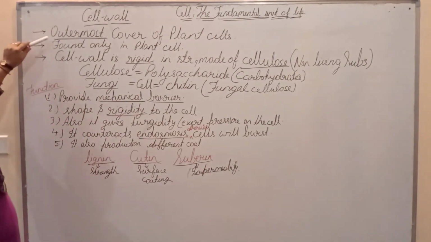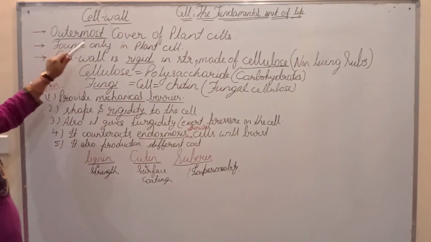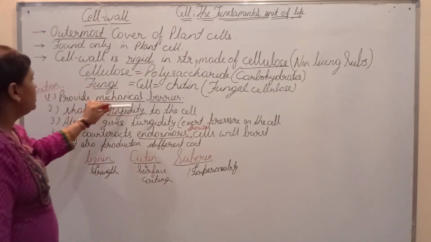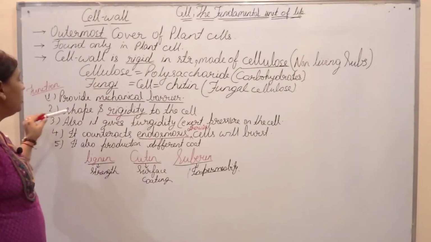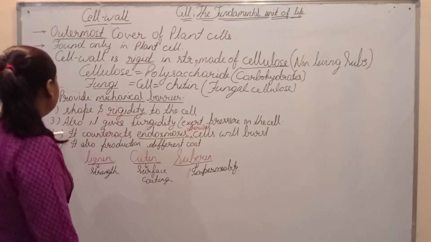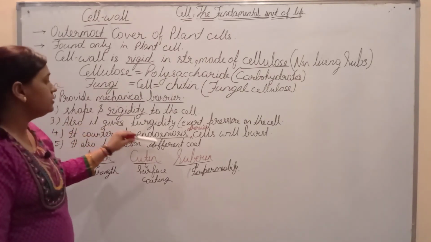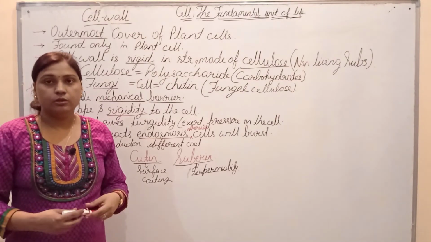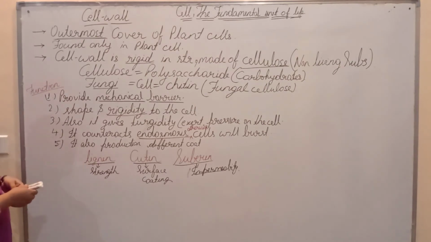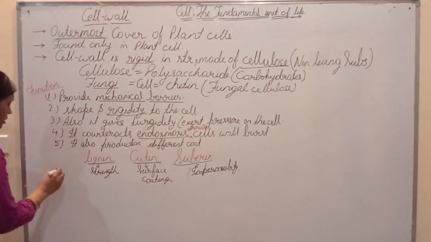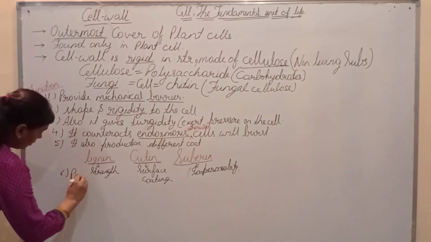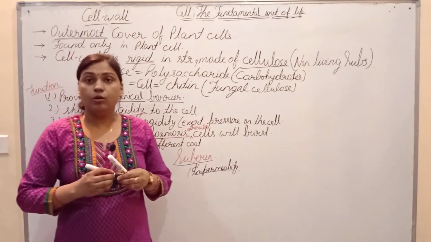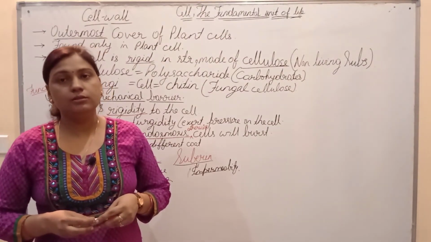In cell wall we saw that it is the outermost cover of plant cells. It is found only in plant cells. It is a very rigid structure made of cellulose, provides mechanical strength or acts as mechanical barrier. It gives shape and rigidity to the cell, also gives turgidity to the cell. It counteracts endosmosis, and it also produces different coats. The cell wall is also permeable. Permeable means it will allow the entry or exit of the materials.